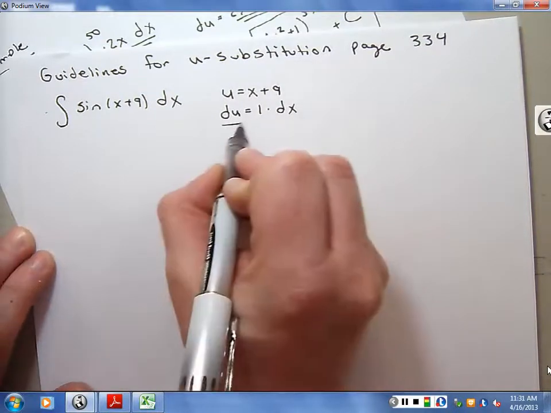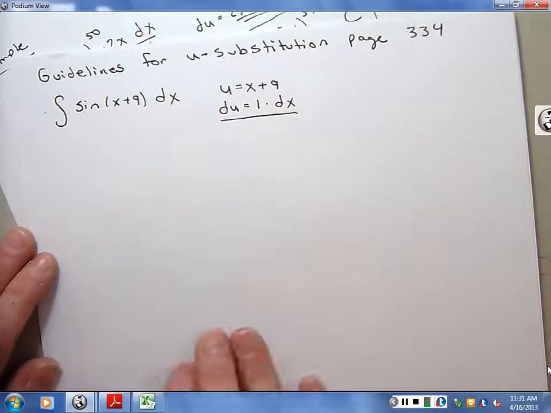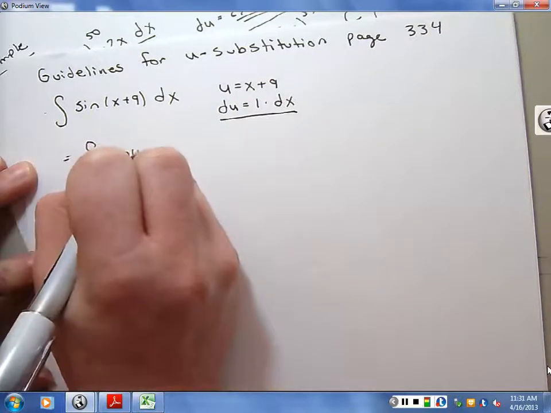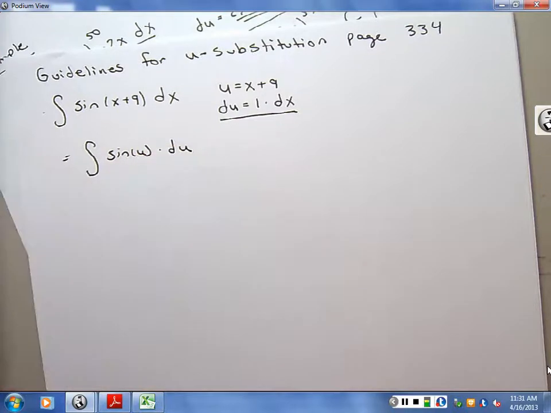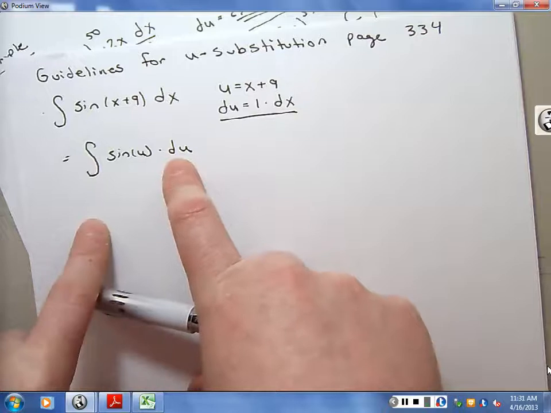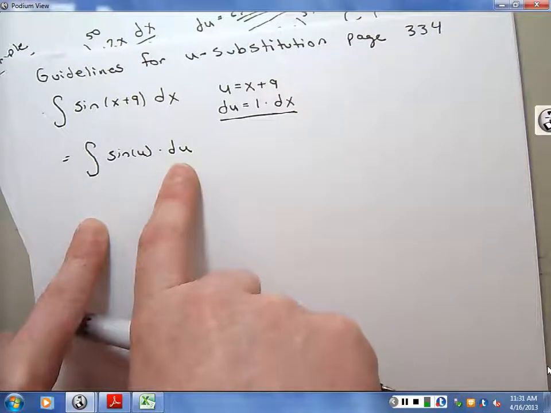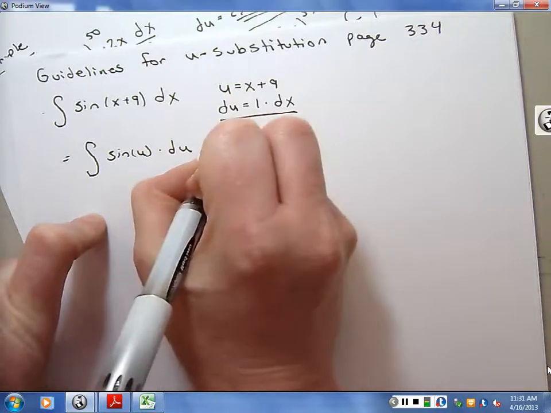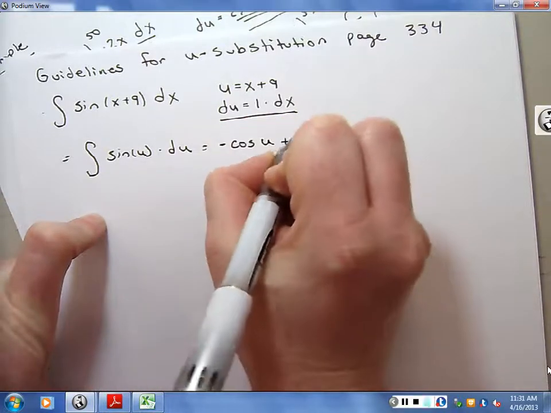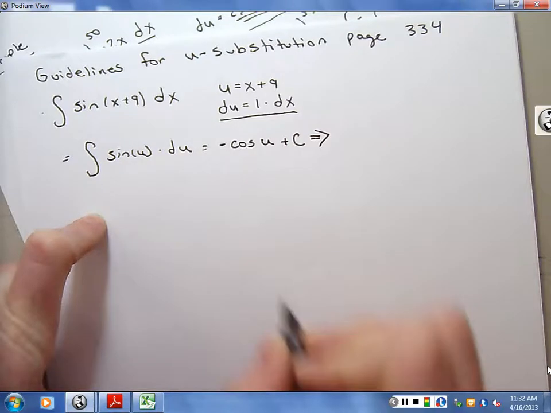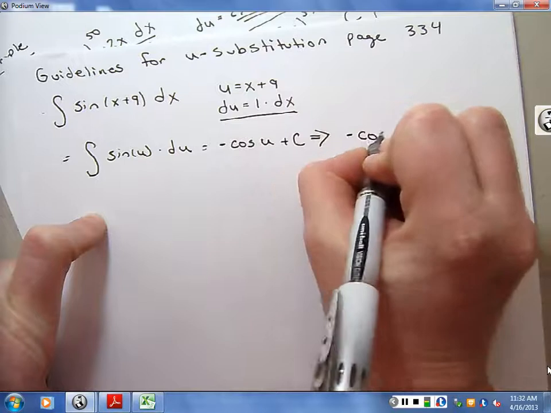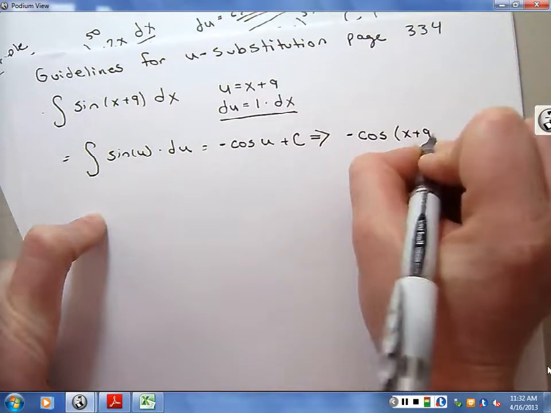So here, do you see that dx equals du? This is really convenient, because when I go to substitute, I have the integral of sine of u times du. We've done it. We've got an integral in terms of u only, with respect to u. What is the integral of sine of u? Negative cosine, right? So I get negative cosine of u plus c. And then my last step is to write it in terms of x. So I'd have minus cosine of x plus 9 plus c.